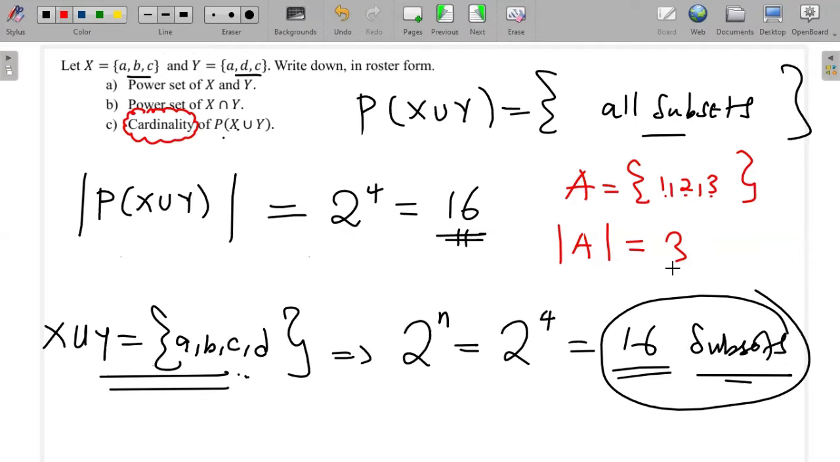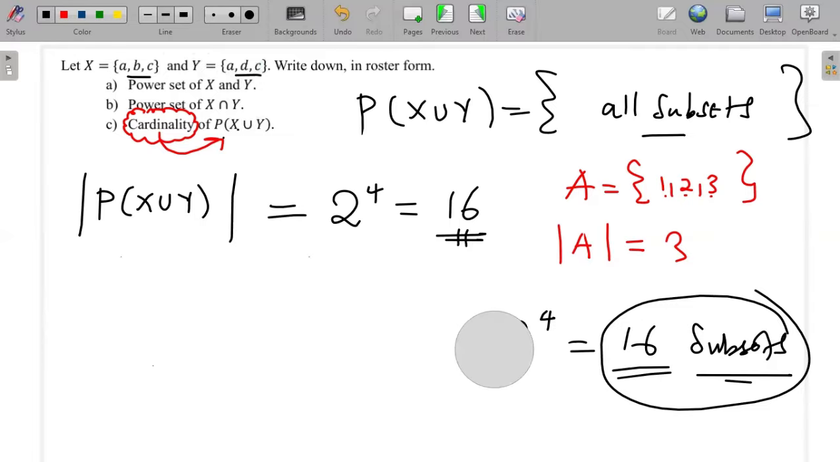Now coming to our question, they're asking us to find the cardinality of the power set of X union Y. So they want us to find how many elements are in the power set of X union Y. The other term that can confuse you is the power set. So what is the power set? A power set is simply a set that contains all the subsets of a particular set. So let's say A has 1 and 2.